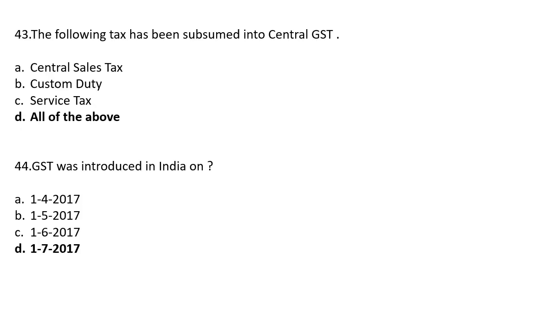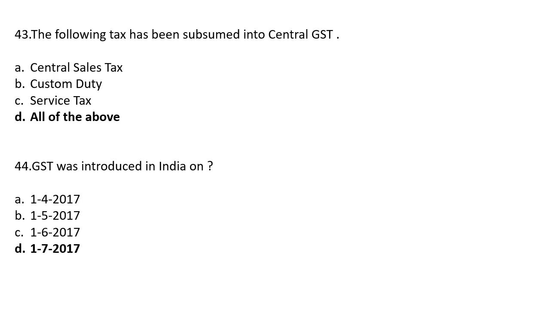The following tax has been subsumed into Central GST. Option A Central Sales Tax, option B Custom Duty, option C Service Tax, option D all of the above. The correct answer here is option D, all of the above. So all the taxes have been subsumed in the Central GST, that is Central Sales Tax, Custom Duty and Service Tax.